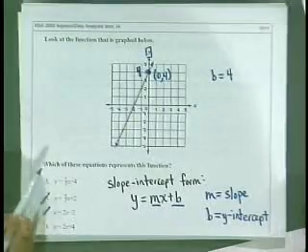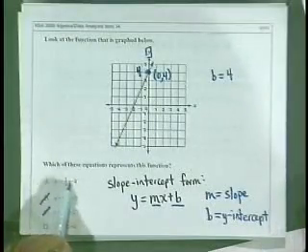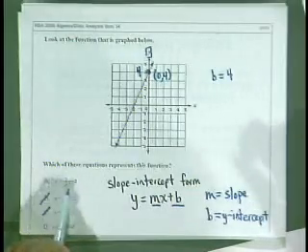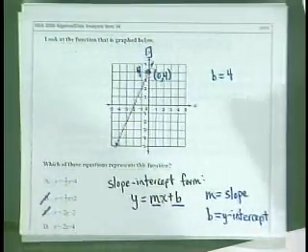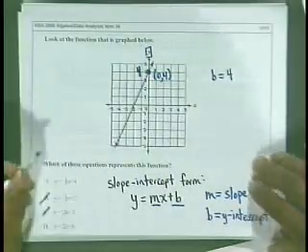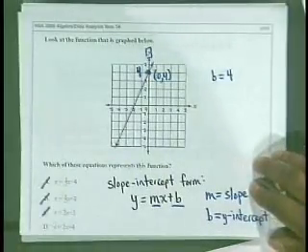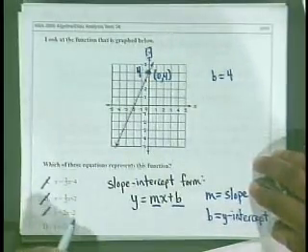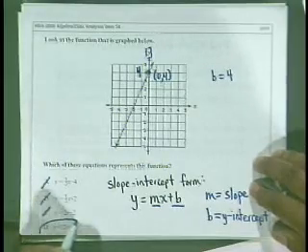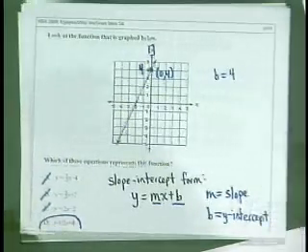Now, if we look at a, we can see that we have 1/2 x minus 4. But remember, we said that b is going to be a positive 4. So we actually can eliminate a as well. So our answer is going to be D. Y equals 2x plus 4.